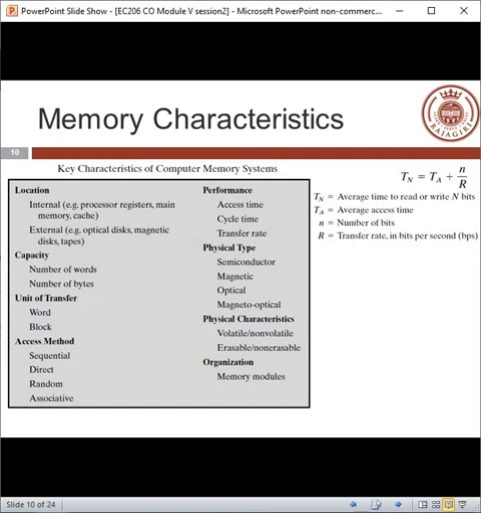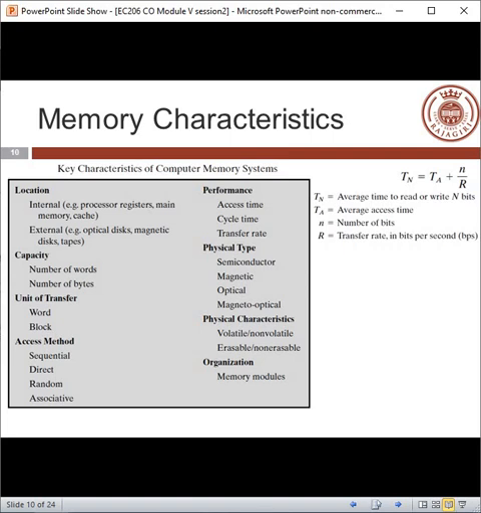Now, another characteristic of the computer memory system is the physical type. We can have semiconductor memory, something like a solid state drive. Then we can have magnetic storage, something like a floppy disk. We can have optical disks like CD and DVD. Then we may have magneto-optical types also.